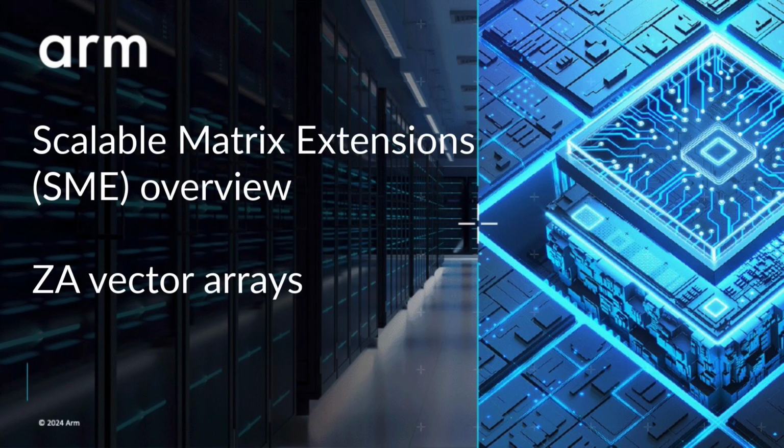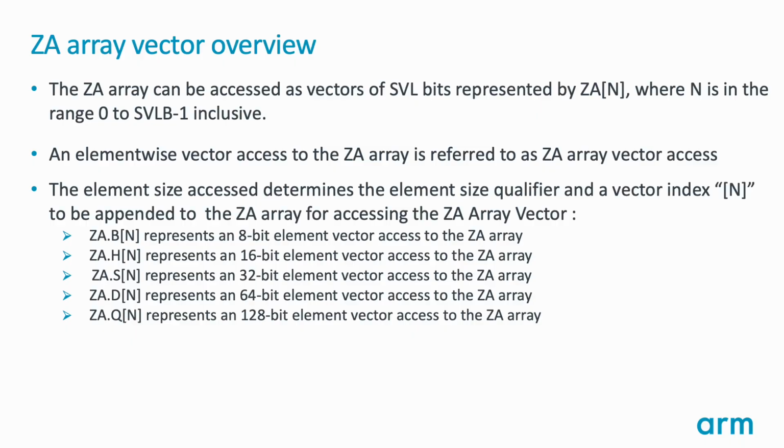ZA array vector. ZA array can be accessed as vectors of SVL bits by accessing them as the ZA with a suffix n, where n will determine the number of the row that we can access within the ZA storage. So ZA array can be accessed as a vector of SVL bits. If your SVL is, say, a 128-bit implementation, then we can use ZA0 to access the ZA0 row of that particular ZA array.